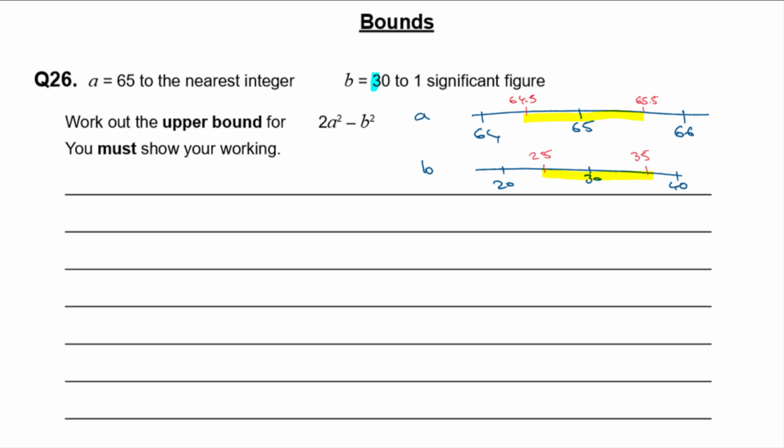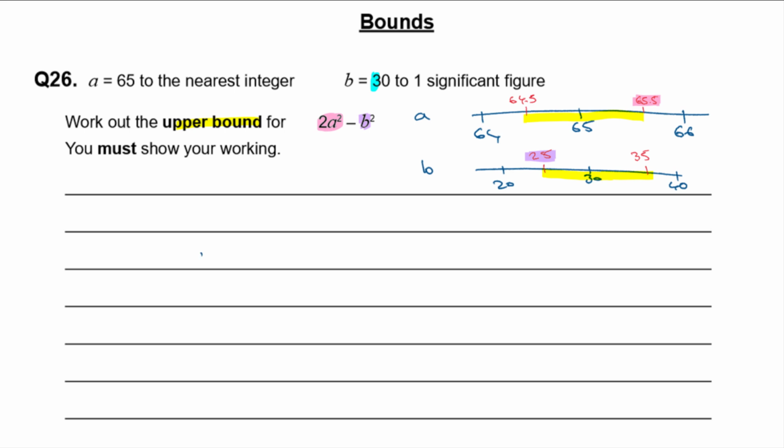Okay, now we want to work out the upper bound of this expression, 2a squared minus b squared. If I want to make this as big as possible, then this positive part needs to be as big as possible. So I'm going to use the upper bound of a. When I square it and double it, it's going to be as big as it can possibly be. But then I want to take b squared away. Obviously, if I want it to be as big as possible, I want to take away as little as possible. So for b, I'm going to be using the lower bound, so what I take away is the least possible amount in the range of possible values of b.